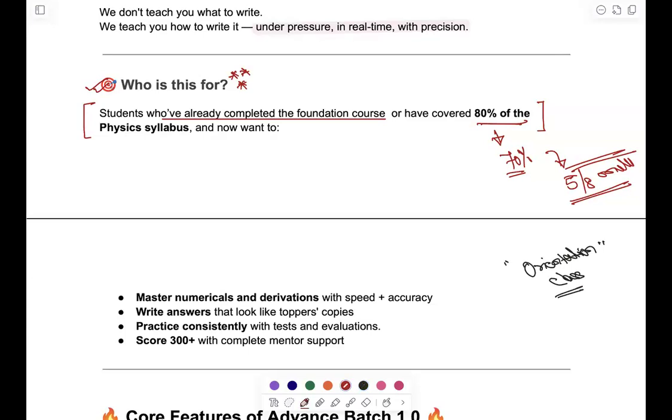Now, what we are focusing upon here is mastering numericals and derivations. Here both speed and accuracy are important. It is not only teaching you the physics, it is teaching the physics in the best possible manner so that you write a very, very good answer. Writing answers that look like topper copies. I have written topper copies, but trust me, you will write better than last year's toppers.